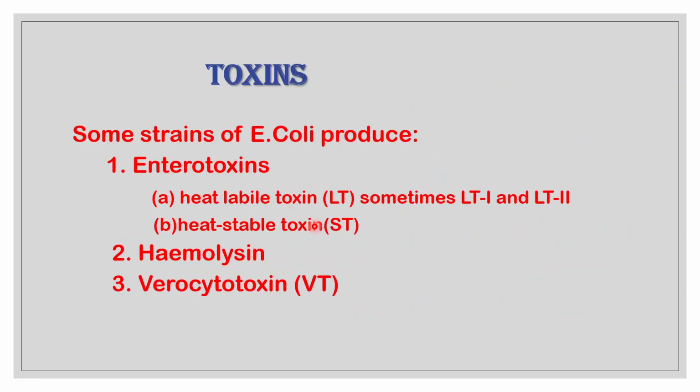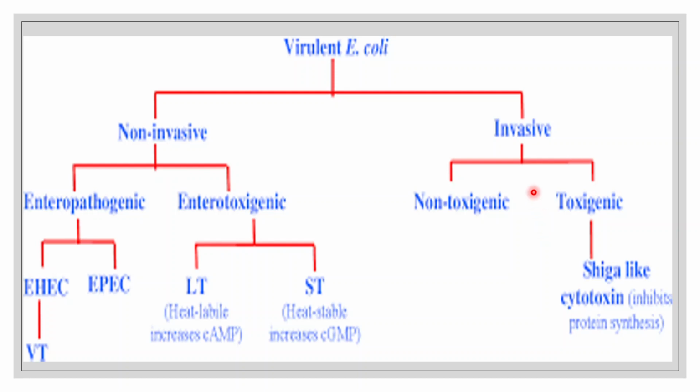So let us go into the toxins produced by them. They generally produce three types of toxins: enterotoxins, hemolysin, and verocytotoxin. So enterotoxins are again divided into two types: heat labile toxin and heat stable toxins. Heat labile toxins are again sometimes of two types: LT1 and LT2. So this is a flow chart about the toxins produced by these bacteria of the different types.